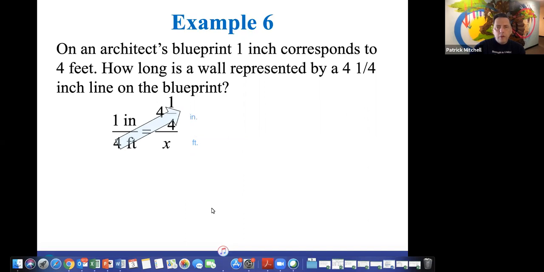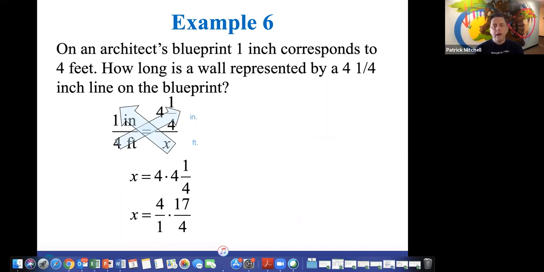All right, so 4 times 4 1/4 equals X times 1, or X equals 4 times 4 1/4. So remember from chapter 4, the way that you multiply mixed numbers is to turn them into improper fractions. So I'm going to write 4 as 4 over 1, and I'm going to write 4 1/4 as 17/4. Remember how that works? 4 times 4 is 16. 16 plus 1 is 17. The 4s are going to drop out. And that's going to leave me with X equals 17.